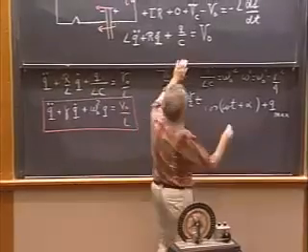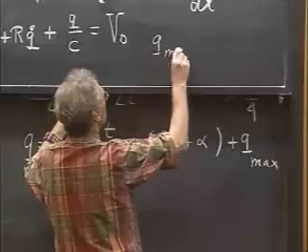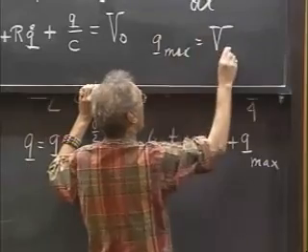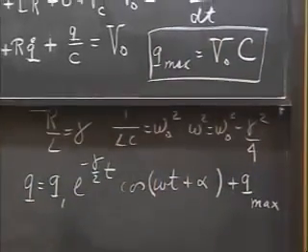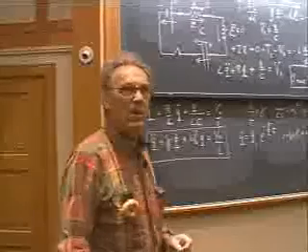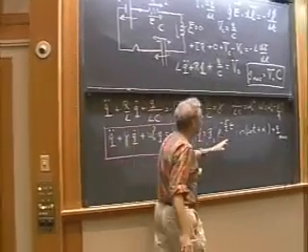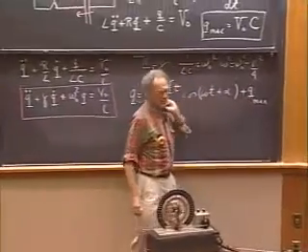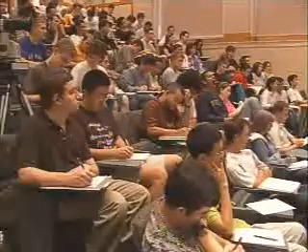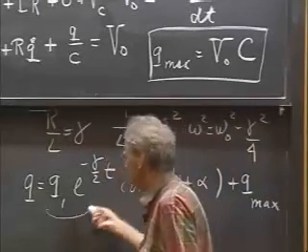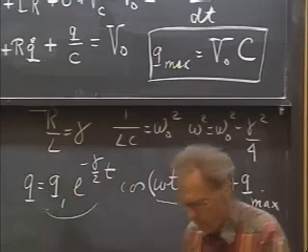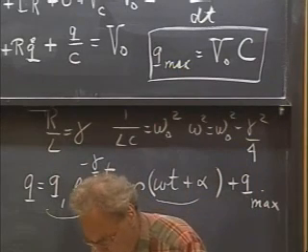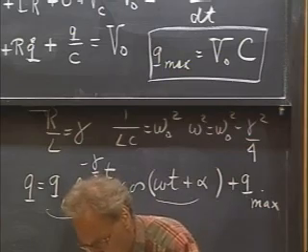And this Q max is simply V0 times C, which means the capacitor is fully charged. So do it your 18.03 way, or do it with brains, and then you will immediately agree to this solution to the differential equation. So you see here the decay, you see the oscillation, and then when you end up, you must end up there with a fully charged capacitor.